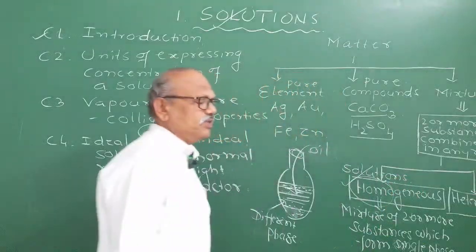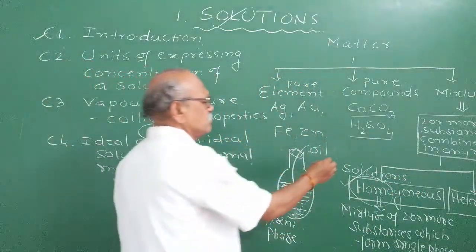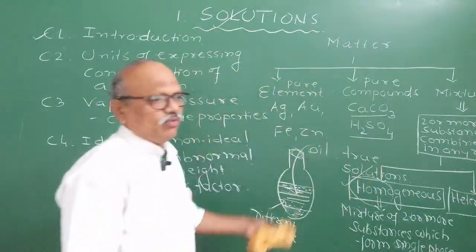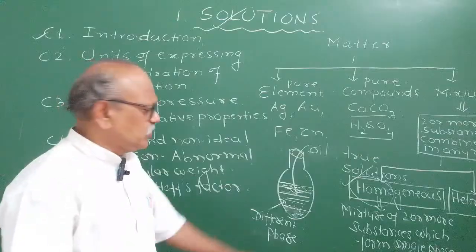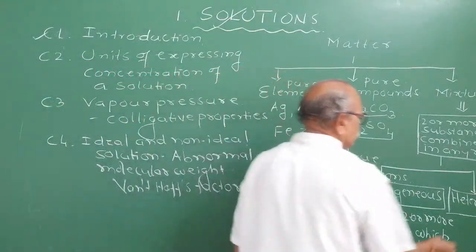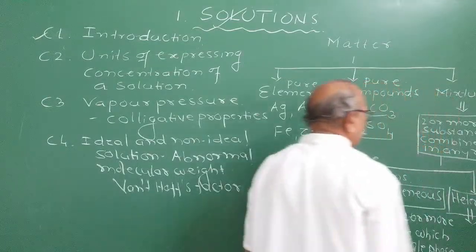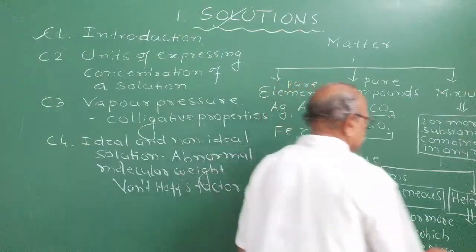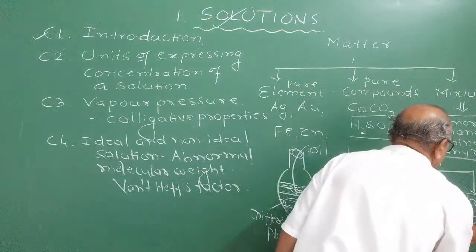There are three types of mixtures. True solutions: sodium chloride in water, ammonium chloride in water, ocean water, air. They are all homogeneous mixtures. They are true solutions. What are heterogeneous mixtures? Heterogeneous mixtures are mixtures of two or more substances which form different phases.